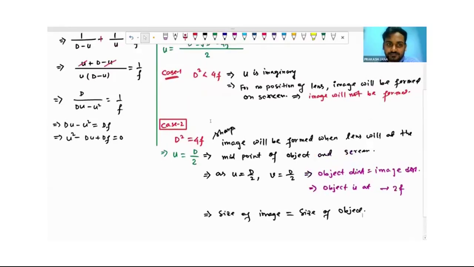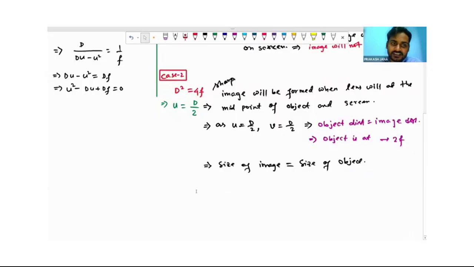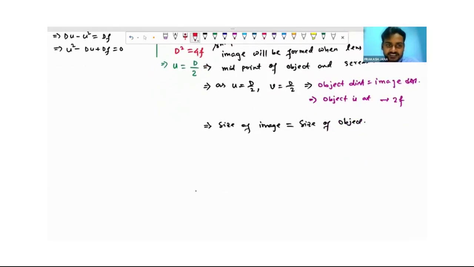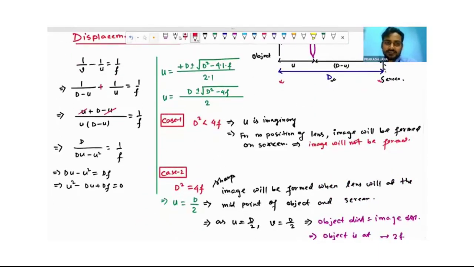Okay, now one more case we have to discuss. This was case 1 where d square is less than 4f. Then we discussed d square equal to 4f. Now you can easily get what I am going to discuss, that is case 3, which will be d square greater than 4f. When the d square is greater than 4f, then definitely there is a value, definitely it is not imaginary, isn't it?